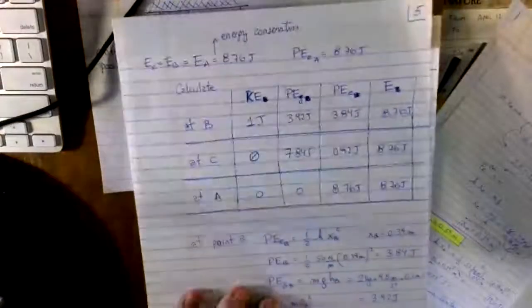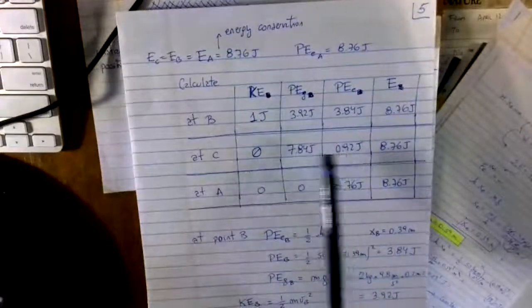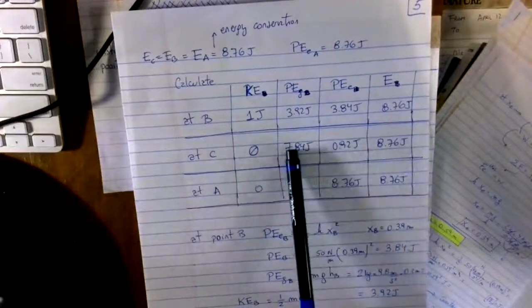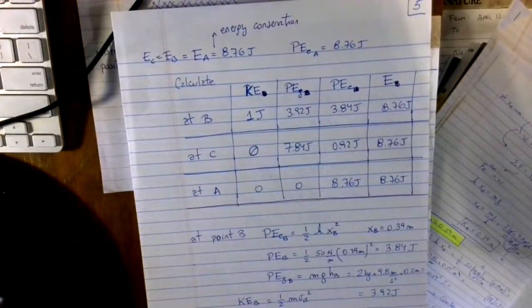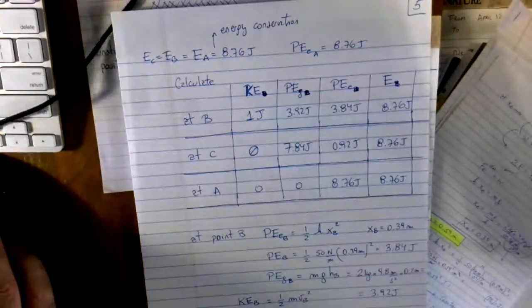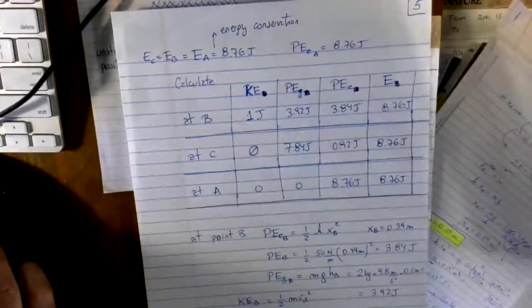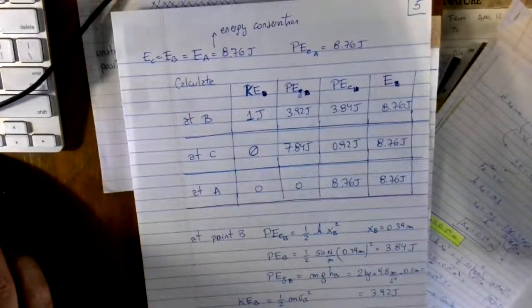Okay, if you refresh and if you want to see the final answer, what we put here is the 0 right here. Because this guy, PEG plus PEE, elastic plus gravitational, is exactly the total energy. So there is no more kinetic energy at this point, and that's the point where the ball starts to return and come back.